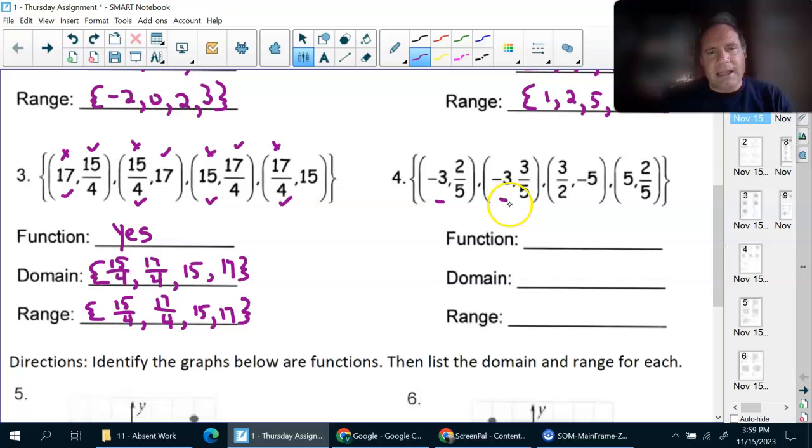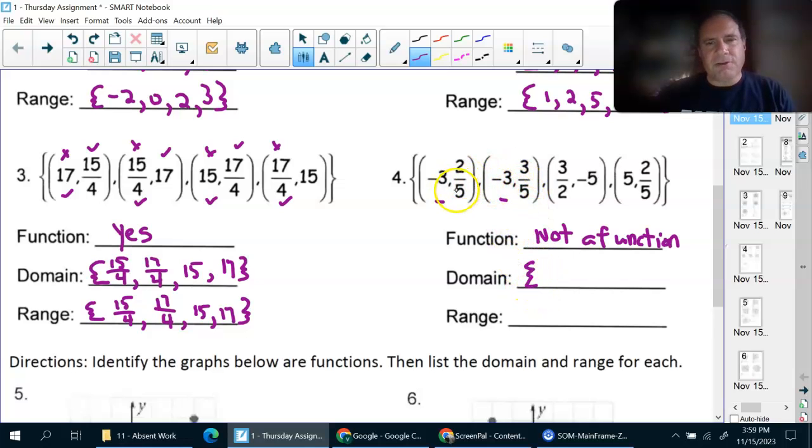Again, we're going to look at -3, -3 right away. It is not a function. The reason why it's not a function is because the x that repeats goes to two different y's.